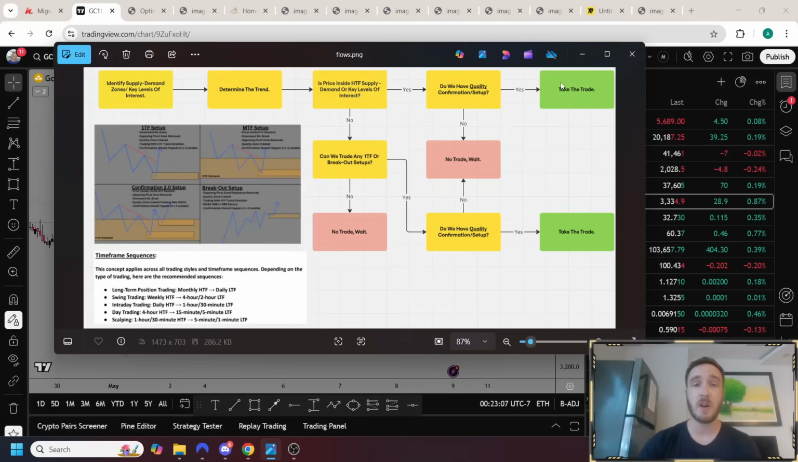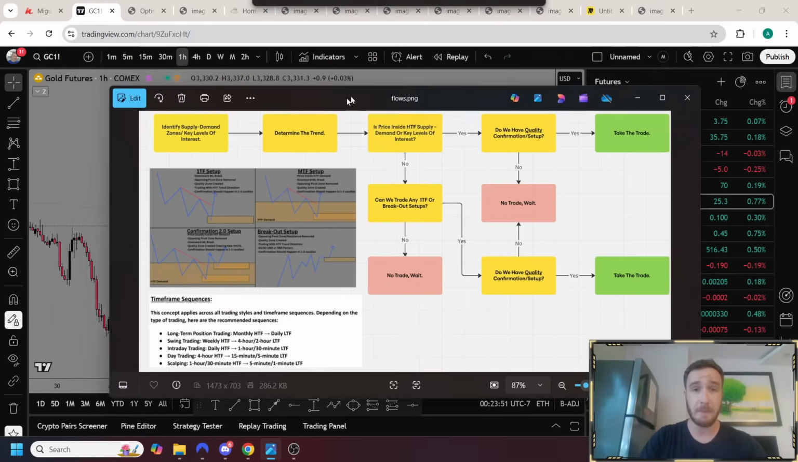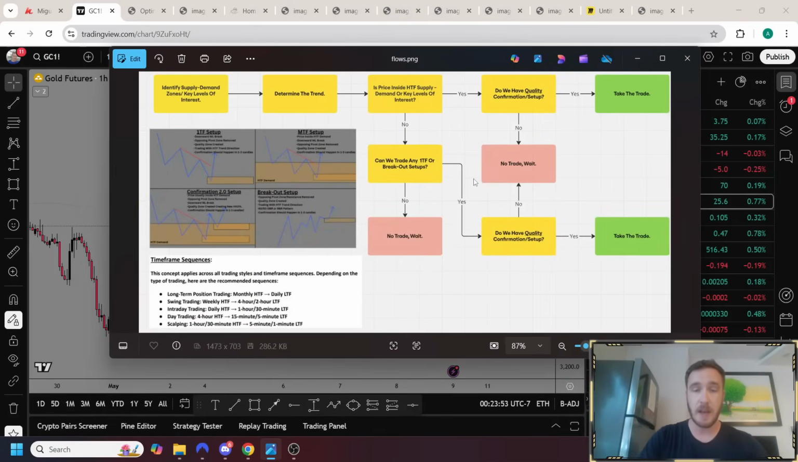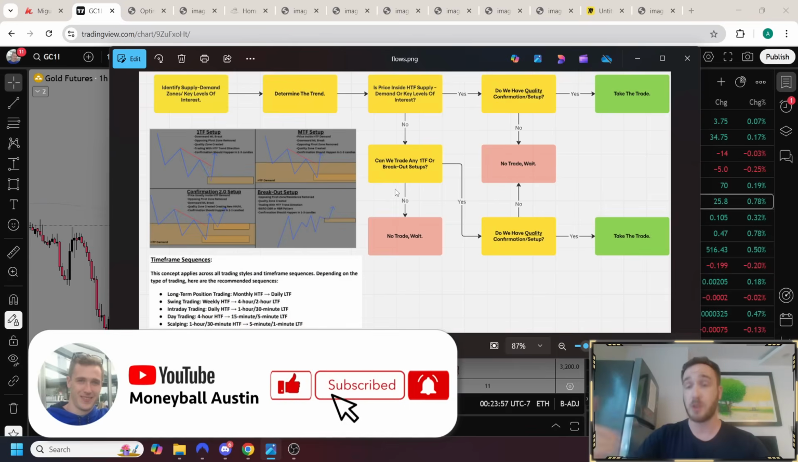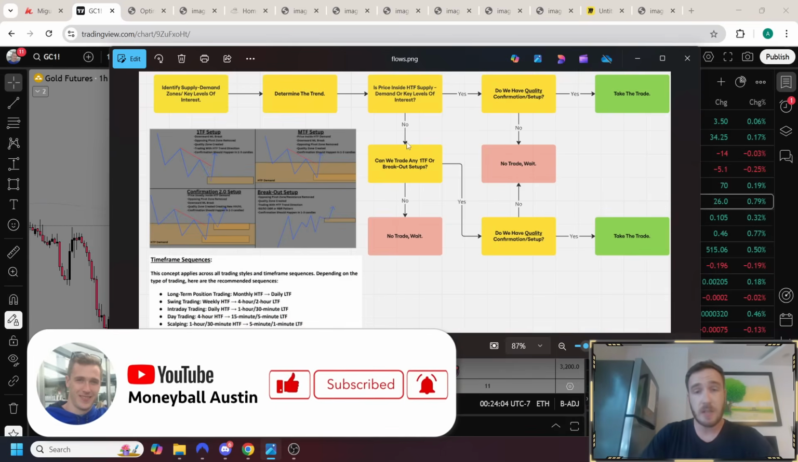We're going to first start off by looking at the time frame sequences that you should be looking at and markets. It's important that you watch till the end because I'm going to give you this flow chart as well as talk about the common mistakes that I see traders making after 12 years of doing this. So let's get straight into it.